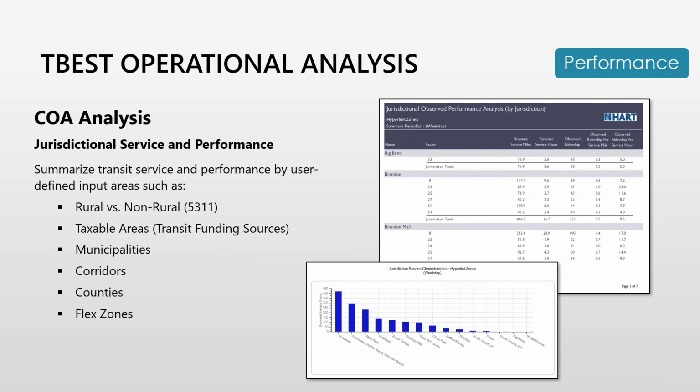We also have a jurisdictional analysis, so you input a shapefile or any user file such as rural or non-rural, taxable areas, municipalities, and TBEST will summarize your route service, again, your performance and ridership within those areas. So the example here is that we have jurisdictions, right? So Big Bend, Brandon, the Brandon Mall area. So these are all areas in the Tampa area that we're summarizing individually: the routes that pass through them, the service for each route and in total for the jurisdiction, and the performance level in that jurisdiction. And it can be any geography that you input. You define the geography, TBEST will process that out and give you the reporting that tells you the performance in each one.